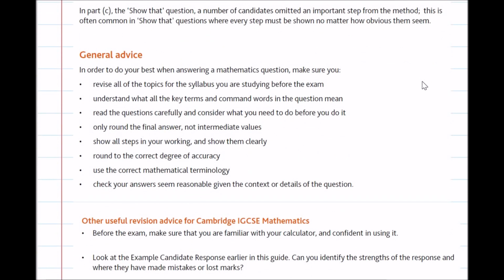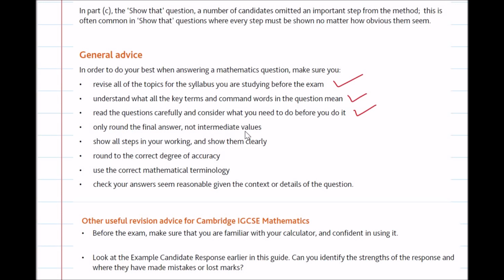Now, what are the general advices here? In order to do your best when answering a mathematics question, make sure you revise all of the topics for the syllabus you are studying before the exam. Understand what all the key terms and command words in the question mean. So you need a lot of past papers. That will be helpful. Read the questions carefully and consider what you need to do before you do it.